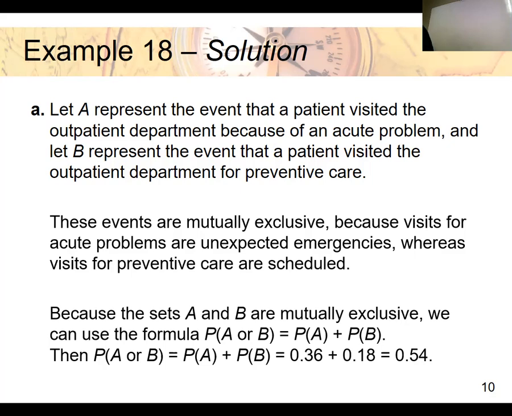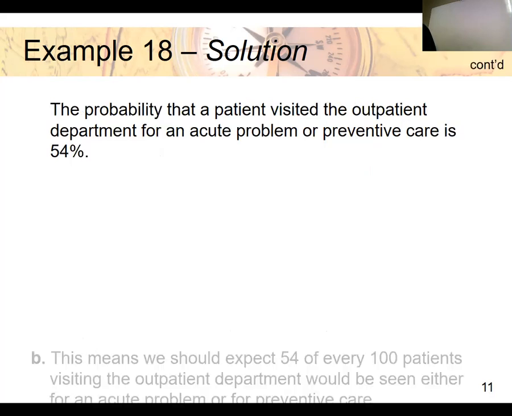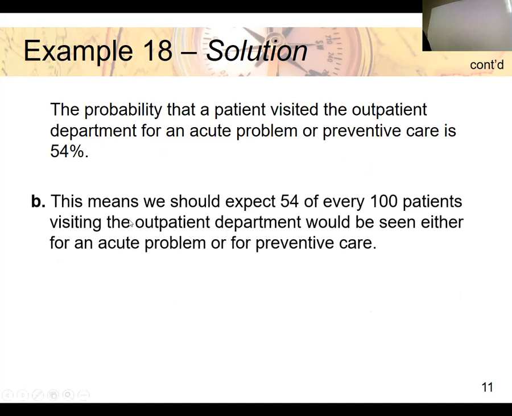Okay. And on the next slide, part B, now they have 54%, they just changed the decimal to a percent. And what that means is 54 out of 100 patients visiting the outpatient department would be seen either for an acute problem or for preventative care. That's just the interpretation of that. Okay. Questions on that example?